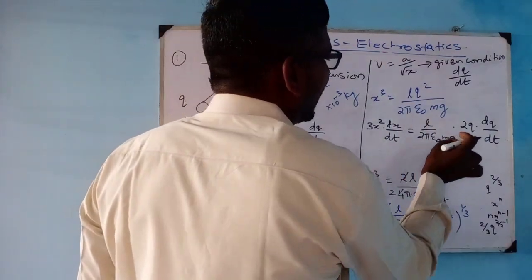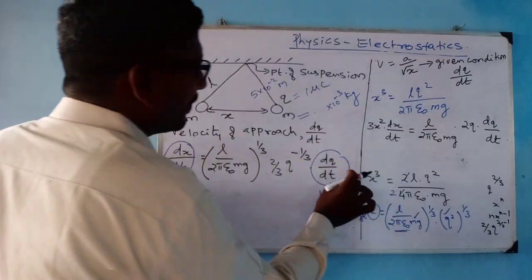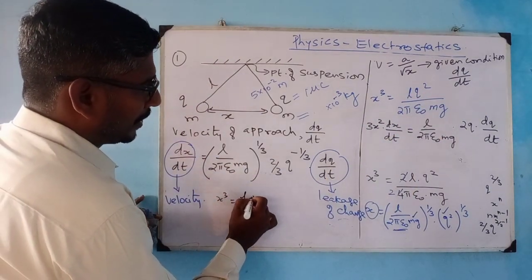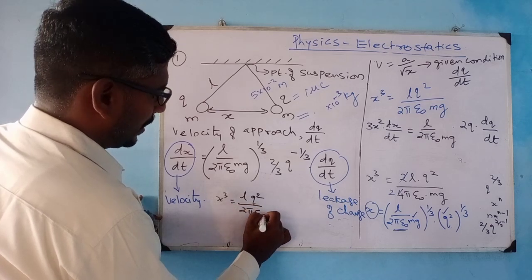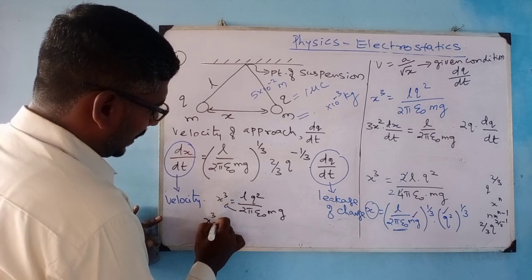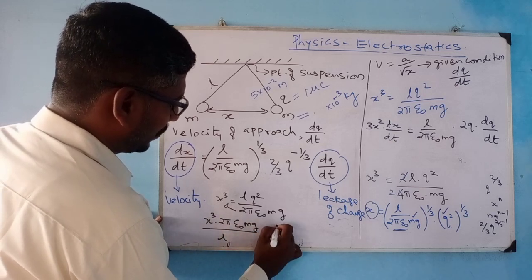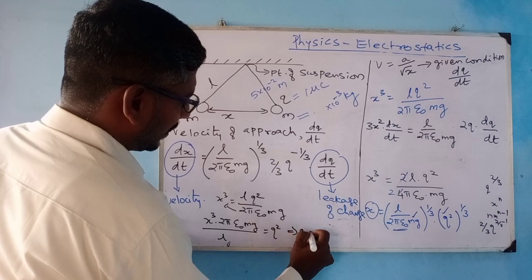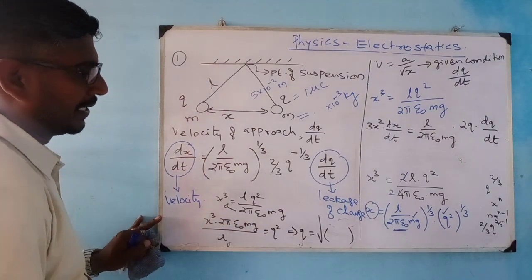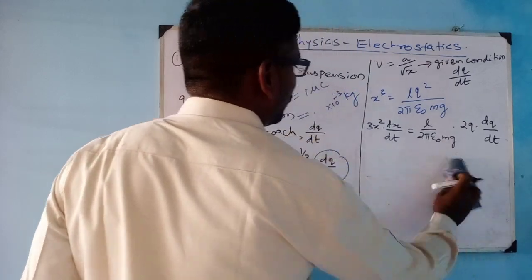Now to substitute for my q, from where am I going to get this q? I have this x cube equal to L q square divided by 2 pi epsilon naught mg. From there I am going to calculate my q square. Taking this to the other end, x cube into 2 pi epsilon naught mg divided by L will be equal to q square. q will be the square root of this value, x cube 2 pi epsilon naught mg by L. So I am going to substitute that value for my q.